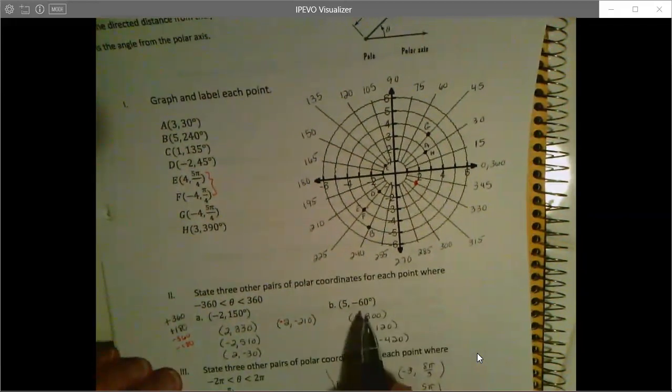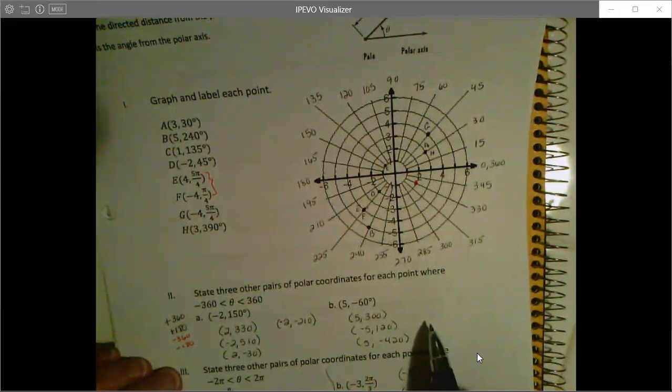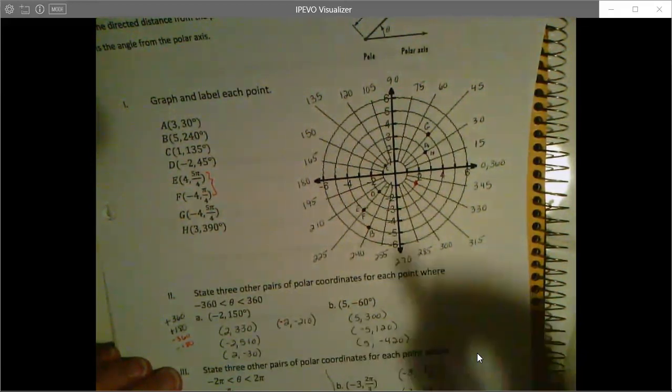Okay, so we're going to do the same thing here. We added 360 and I got 300. We added 180 and we got 120. We subtracted 360 and we got negative 420. And I didn't do the one extra where I subtracted 180 because I'm only asking for 3 points. So these are my 3 different ones.